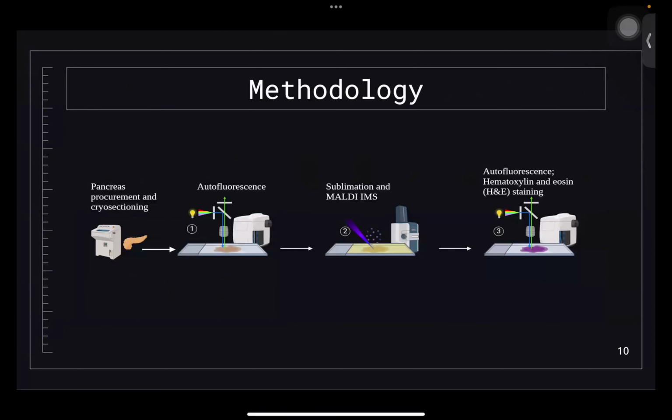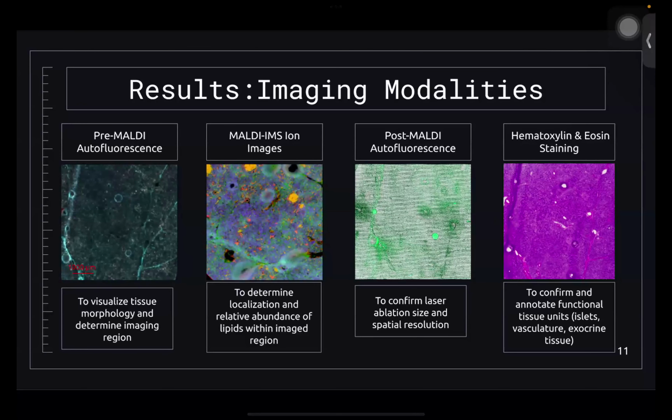So now the basic method that I use for this project or this experiment is the lab had gotten the pancreas, I cryo-sectioned it, and then we went into microscopy, autofluorescence microscopy, then we went into the MALDI IMS process, sublimation, which is adding that coating or the matrix on top, and then put it into the machine to obtain the spectra at each laser shot. And then we did some more microscopy and then some staining as well. So I'm going to show you the imaging modalities I used and what the importance of those modalities were.